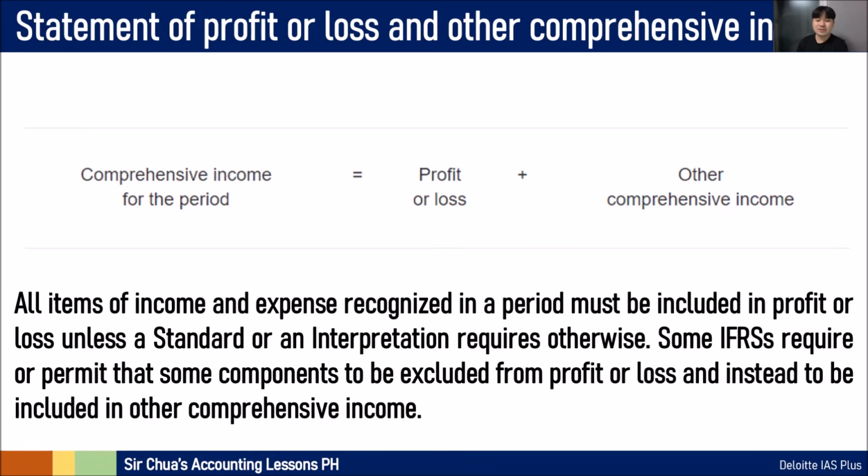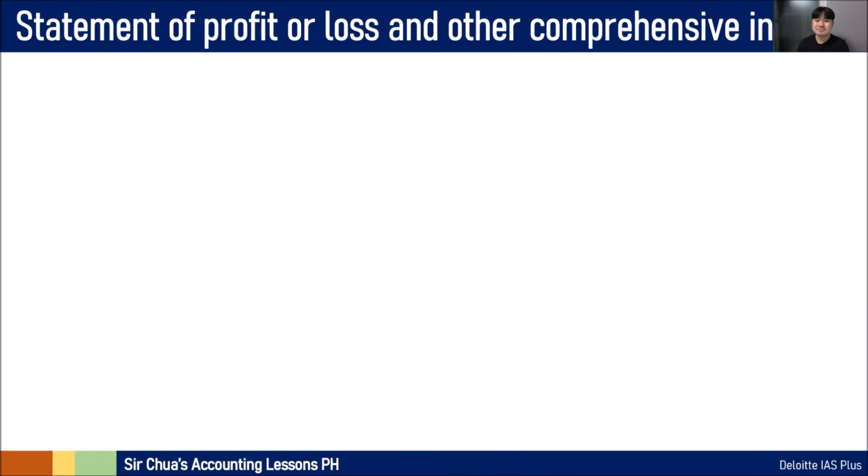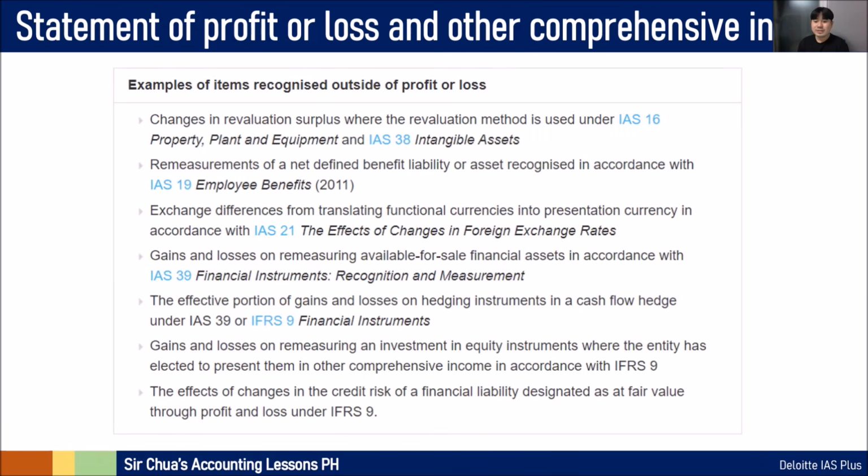All items of income and expense recognized in the period must be included in profit or loss unless a standard or interpretation requires you to do otherwise. Some IFRSs or some standards require or permit some components to be excluded from profit or loss, so hindi siya profit or loss kasi ilalagay mo siya sa OCI. Okay? Now, these are the examples of items recognized outside P&L and should be recognized instead as OCI.